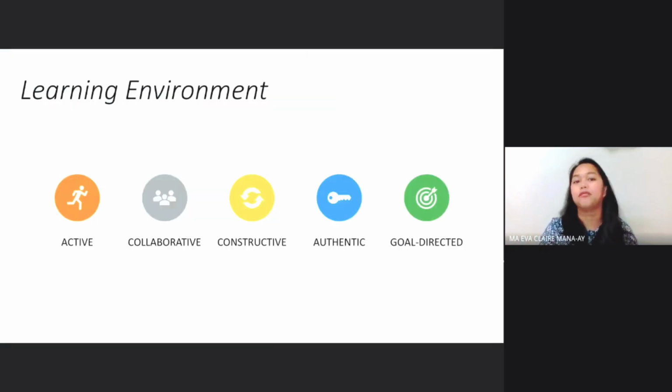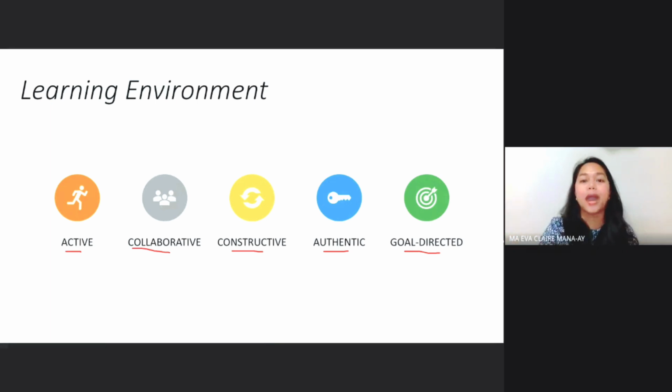So going back to the different learning environment that we have active, when your student just engages in the use of technology. Collaborative, they work together using technology together, not alone. Constructive is when they are able to use technology to connect their prior knowledge with new knowledge. Your authentic level of learning environment here is when you are able to use technology to solve real life problems or to apply it to real life activities. And of course, goal directed, this is the use of your technology for metacognition. Okay, so you are learning about your learning with the use of technology.